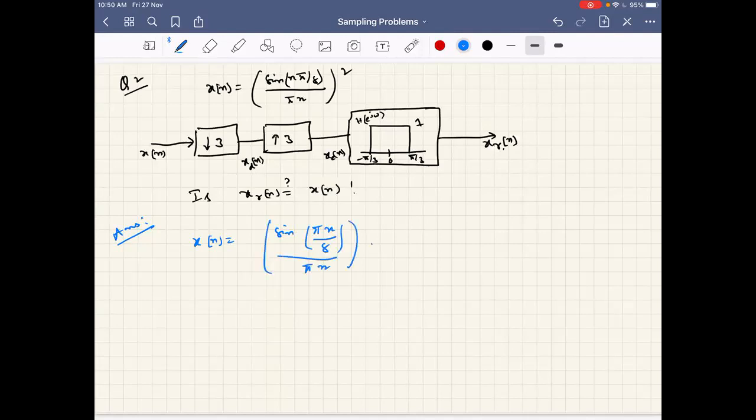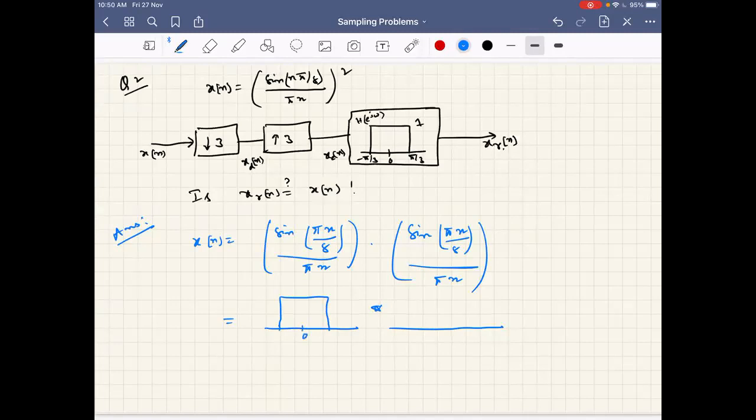So you are saying what you have is a multiplication of two sinc pulses. In the frequency domain, it will be a convolution of two what? Two rectangular pulses, of what width? Minus pi by 8 to pi by 8. Very good. Here also a rectangular pulse of minus pi by 8 to pi by 8.